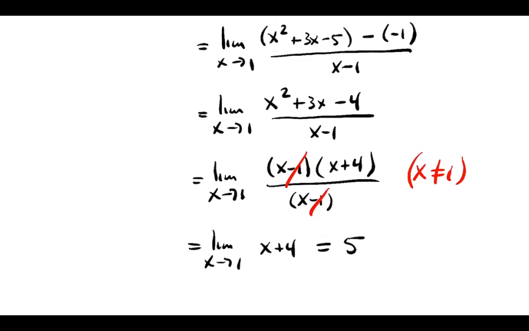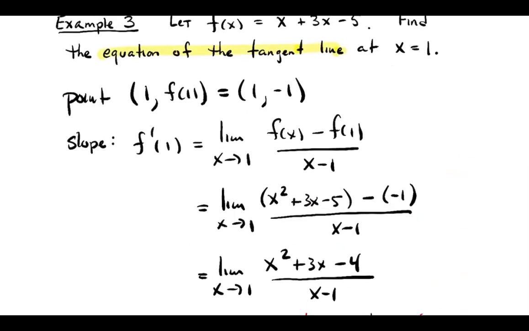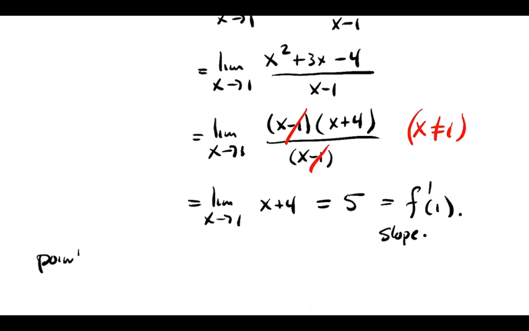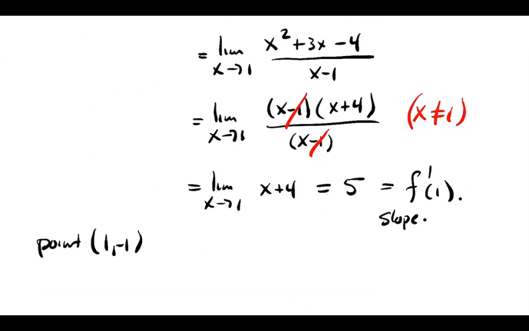As x approaches 1, x plus 4 is going to approach 5. So there's your slope. What was the name of this function? I forgot it already, f. That's my f prime of 1. It's my slope. The point was 1, minus 1. I remember it, so I won't scroll. So all you got to do is write down the tangent line.